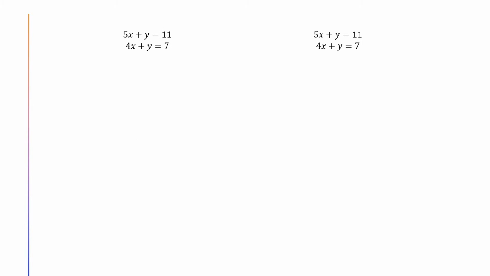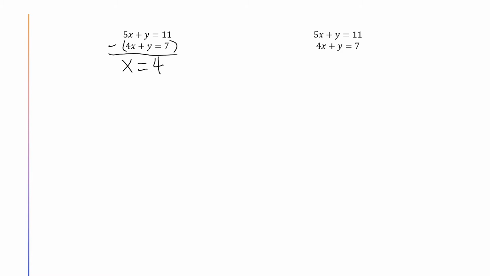Let's try another example. If we have 5x plus y equals 11 and 4x plus y equals 7, notice that the y's can simply be eliminated if we subtract the two equations. So let's subtract the two equations and eliminate y to solve for x. If we subtract 5x and 4x, we get x. The y's are eliminated, and 11 minus 7 equals 4.